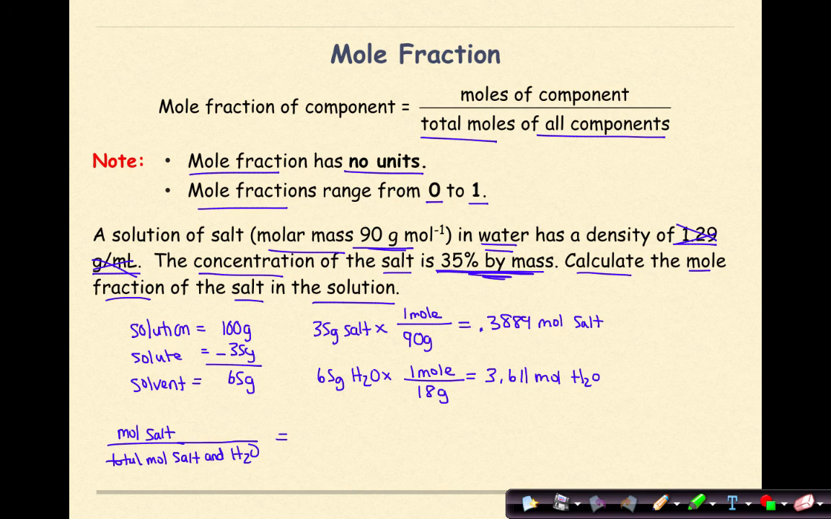So my moles of salt was 0.3889 moles here. And my total moles, if I add up my 0.3889 and my 3.611, is a total of 3.999 moles. And if I divide those two, my mole fraction is 0.0972. And that is how you find the mole fraction of the salt in solution.